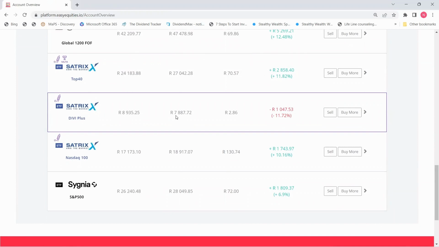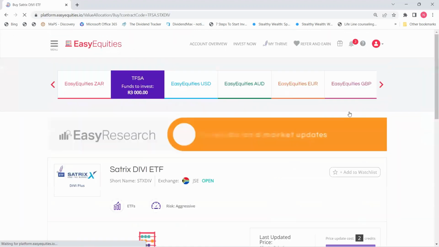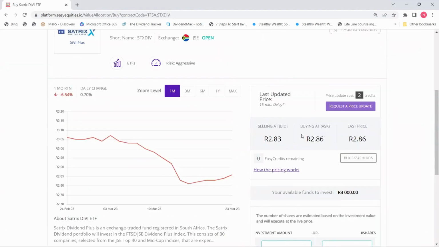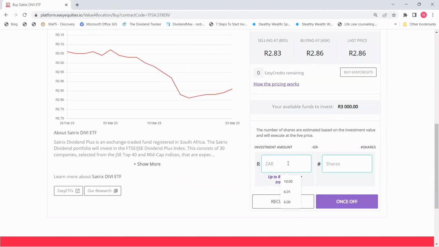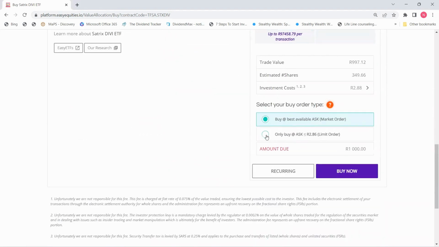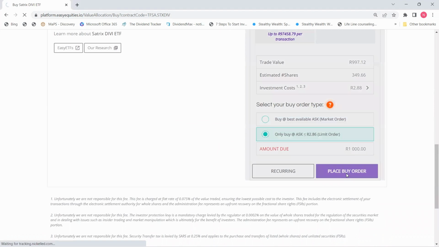Next is Satrix DIVI Plus, invested 8,935 Rand. Current value is 7,887 Rand. That's actually a loss of minus 11.72%. I'm not concerned about this. I'm a long-term investor, and this is to be expected from time to time. So buy more. I'm actually happy when things go down because I can grab more shares or more ETFs for a lower price. The current price is 2 Rand 86 cents. So I'm going to buy 1,000 Rand worth, and that's going to give me, wow, that's a lot, 349 ETFs, only buy at ask, place, buy, order.